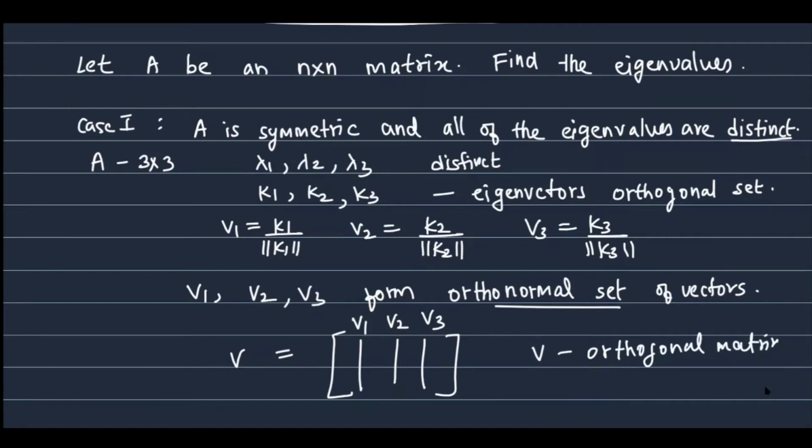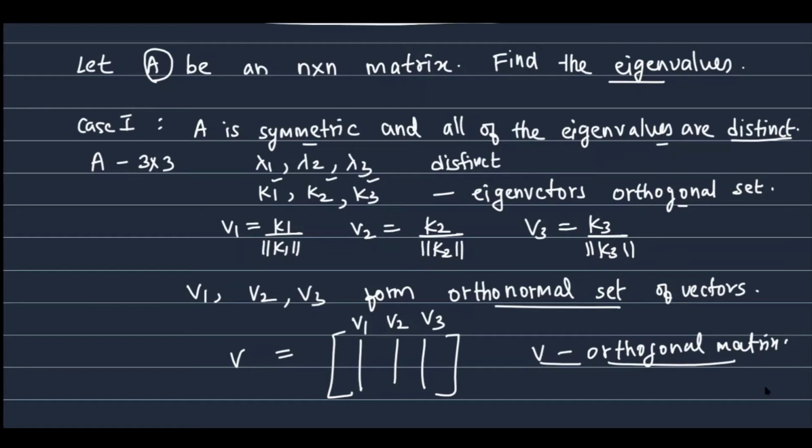So here we have described a method, given a matrix A, of how to construct an orthogonal matrix V from A. So what we did is first we find the eigenvalues of A, and suppose that A is symmetric and all of its eigenvalues are distinct. Now we know that the eigenvectors corresponding to distinct eigenvalues form an orthogonal set. So we got the eigenvalues, now find the eigenvectors. Let k1, k2, k3 be the eigenvectors.